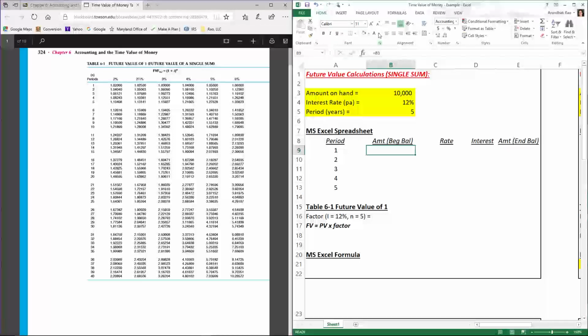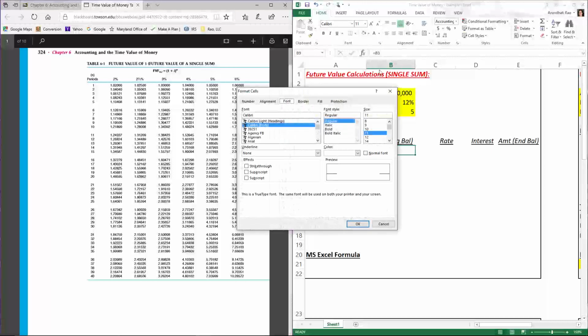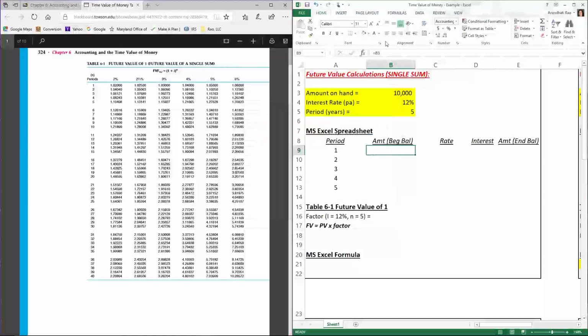We're going to earn interest on $10,000. That's the starting number. The interest rate we said is 12%. 12% of $10,000, the first year we earn $1,200 in interest. At the end of the year, I now have $11,200. This number becomes the beginning balance for the following year.